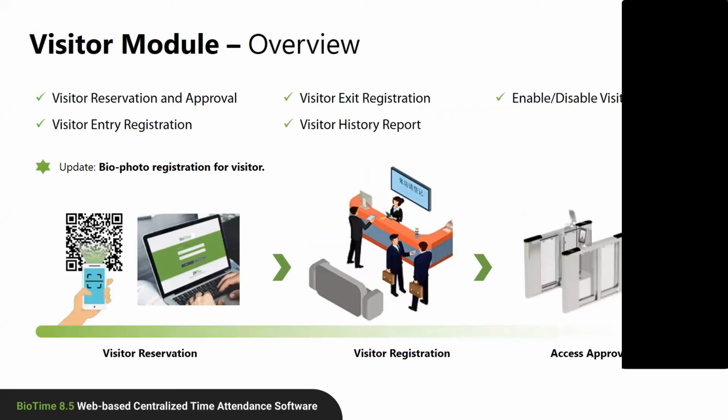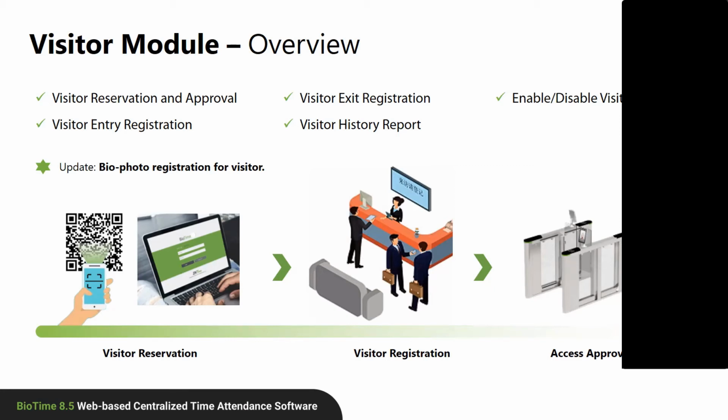Okay, then the main module we have is the visitor module, and this is a newly added one. Here we have visitor reservation and approval. When a visitor wants to join a company, before arriving we can send an invite link for the reservation, making the reservation and getting it approved. So this is actually a workflow and a process.